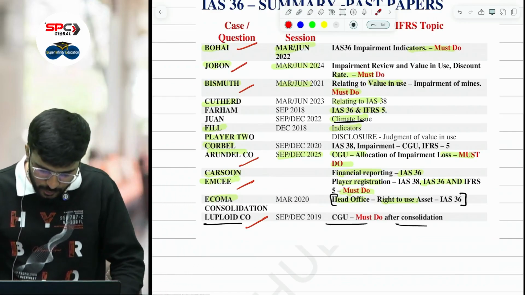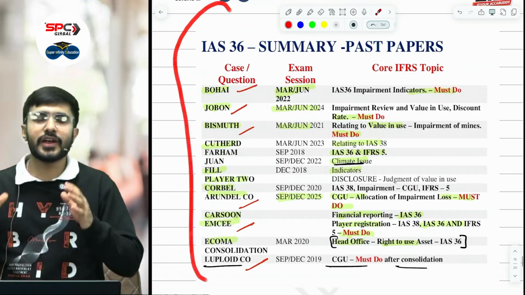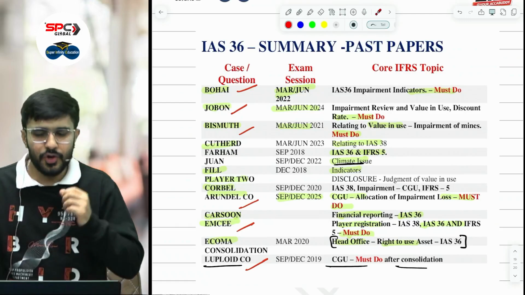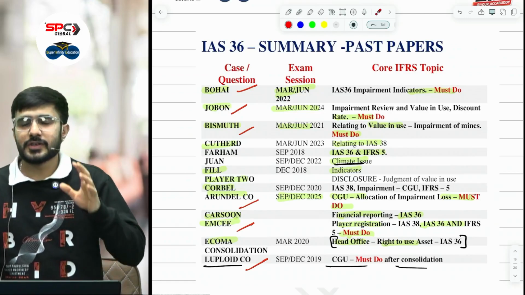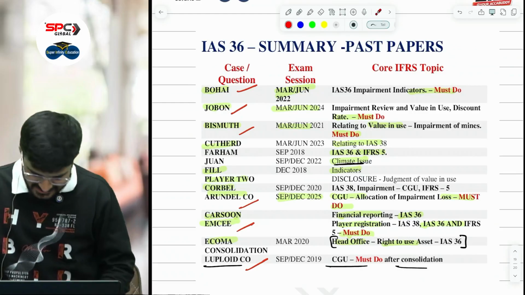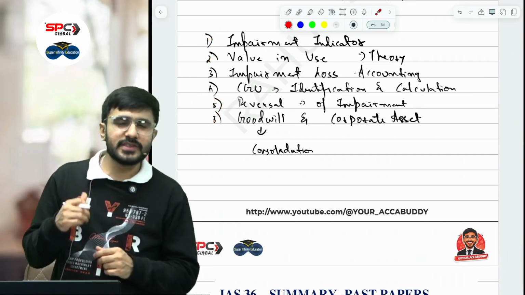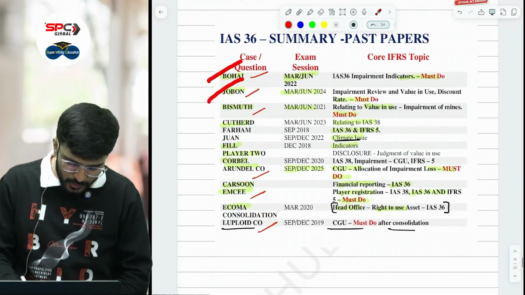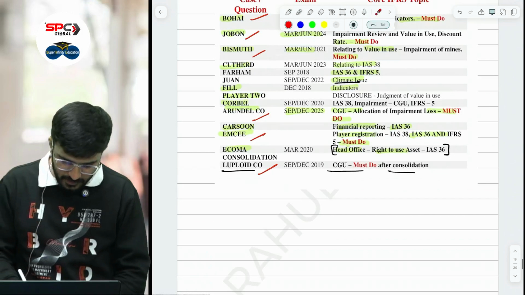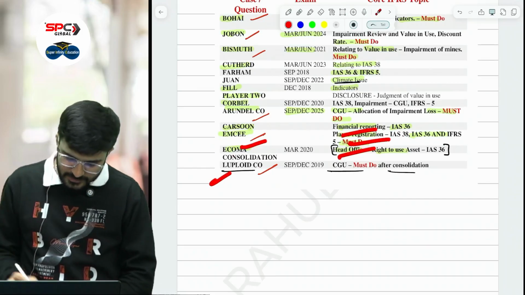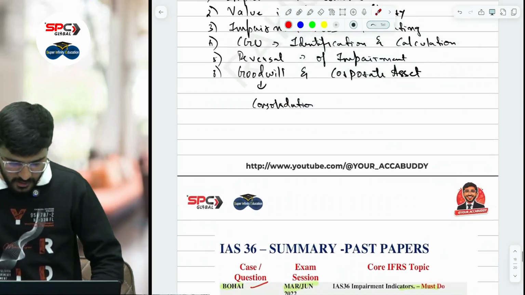Make sure you take this screenshot and do these questions, because these are very important for your exam, particularly for IAS 36. I hope you got an idea that questions are frequently tested from these 6 areas, so make sure you do these questions which I have given. And then this one, the Carsoon company, just as a revision, this MCQ you can do. I hope this is clear to everyone.